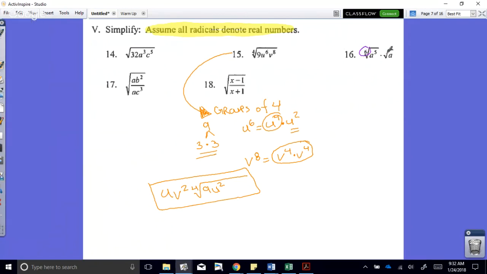Again, if you notice the index doesn't match, so I'm going to help you get started, but I want you to finish this one. You have an a to the 5/6, a to the 1 combined. So again, try this one. You end up with a times the cube root of a.